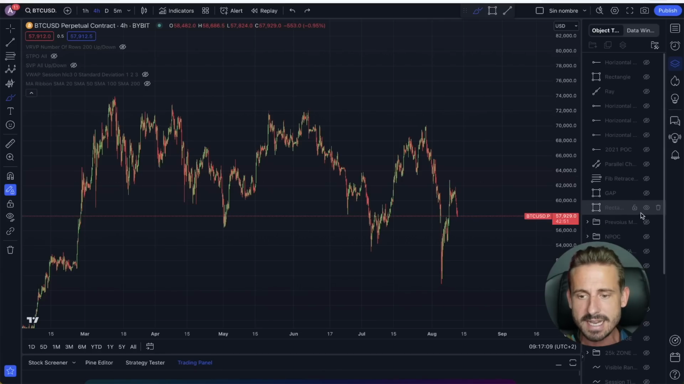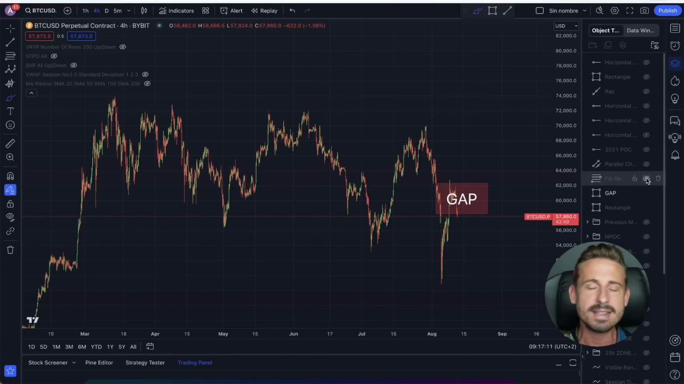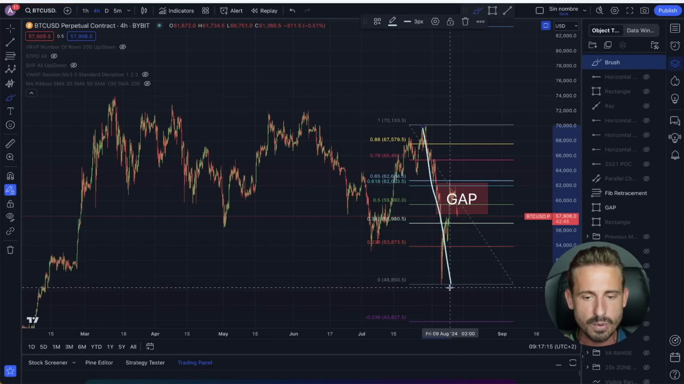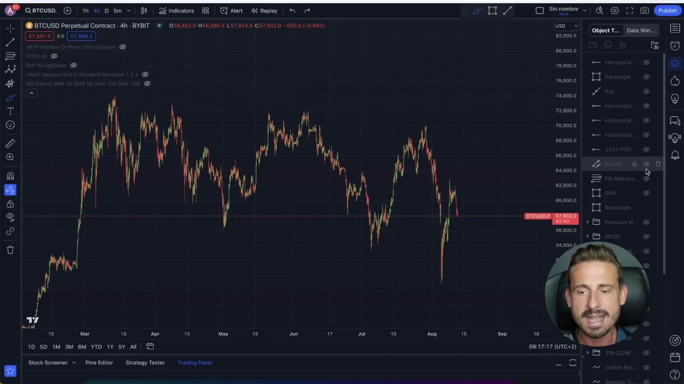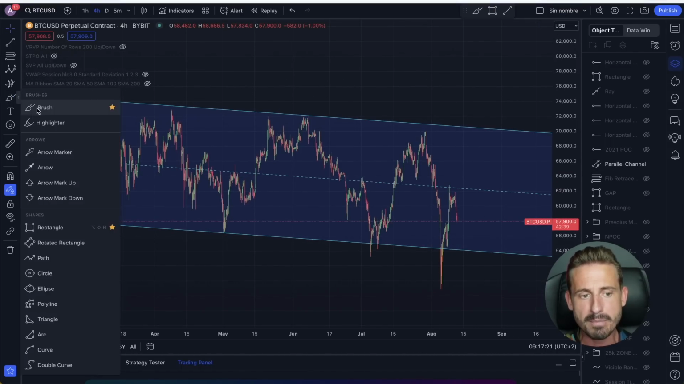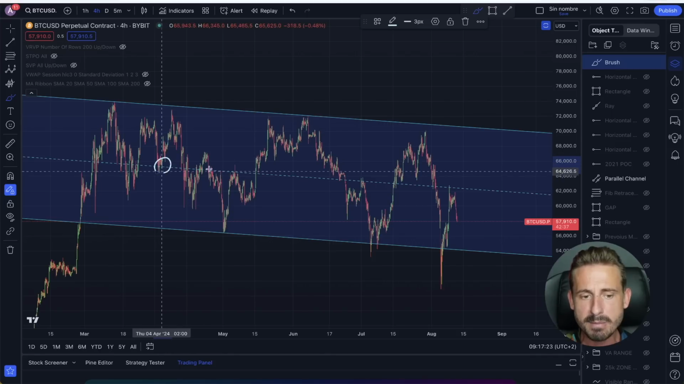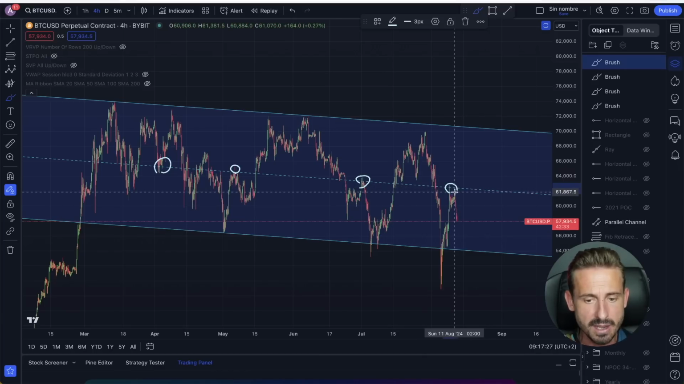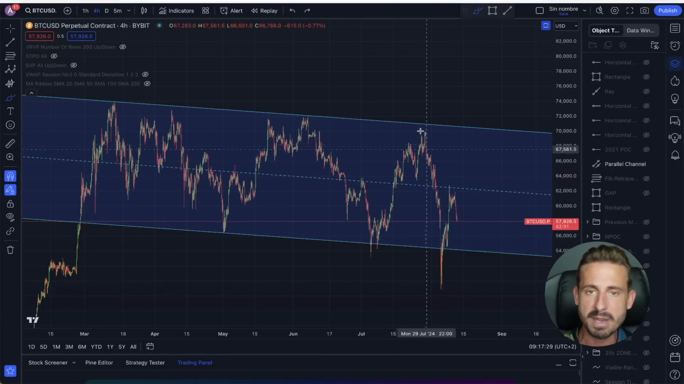We were filling the CME futures gap. We were hitting the 618 Fibonacci retracement from the entire drop of last week. We were also hitting the center part of this descending channel from the last few months that has been providing support and resistance, as you can see. So we knew that this level was big resistance.